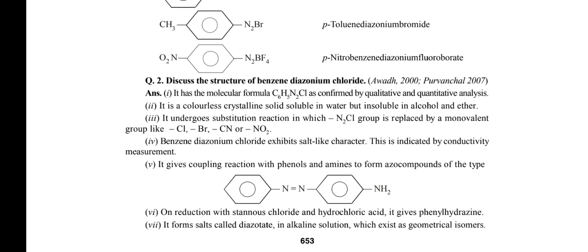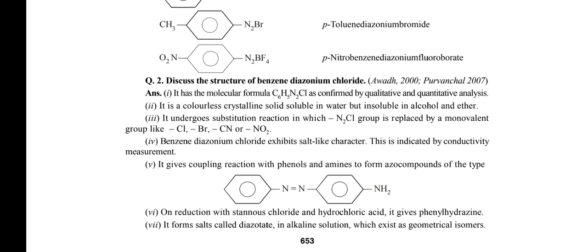Question number 2. Discuss the structure of benzene diazonium chloride. Answer. Number 1. It has the molecular formula C6H5N2Cl, as confirmed by qualitative and quantitative analysis. Number 2. It is a colorless crystalline solid, soluble in water but insoluble in alcohol and ether.